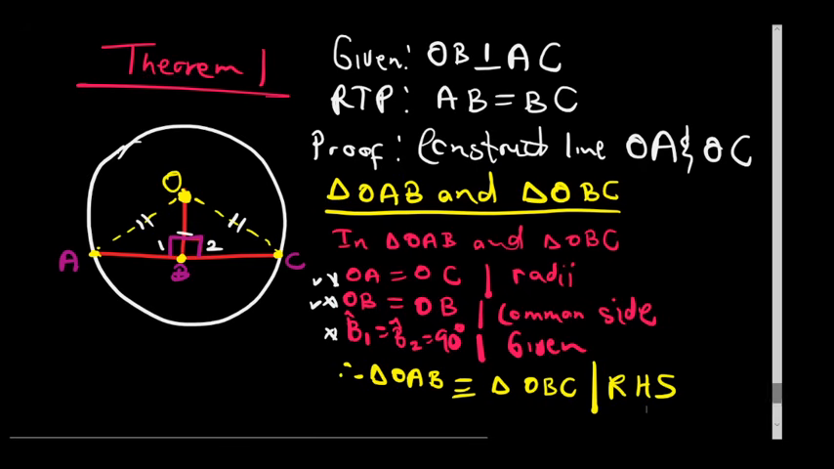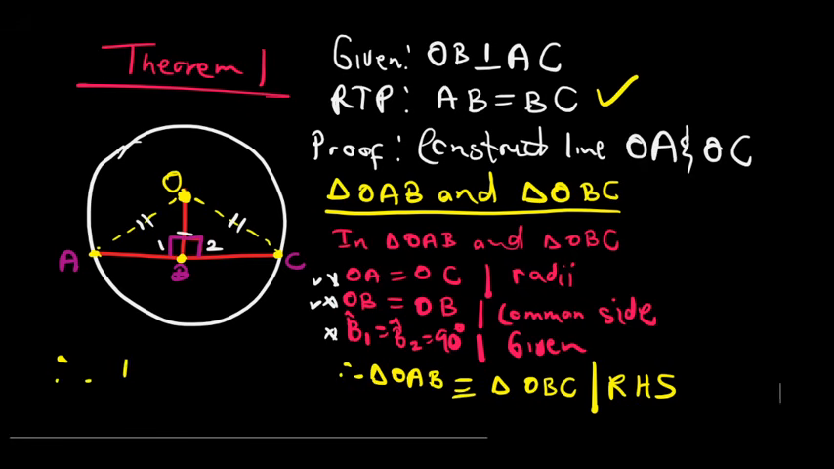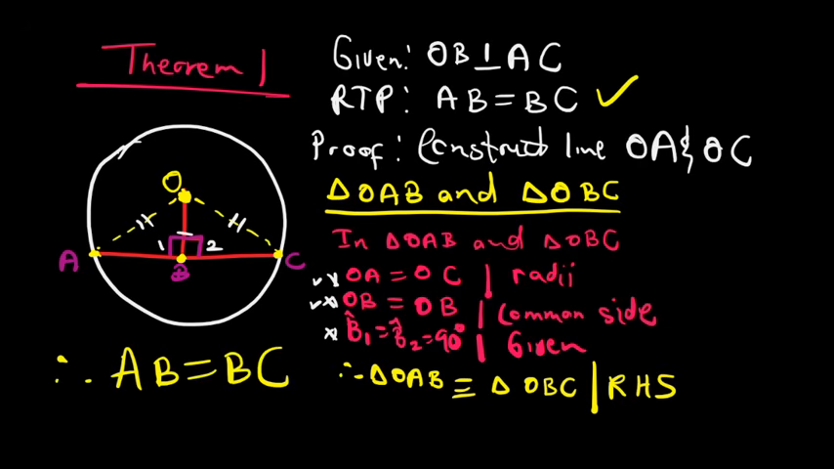The whole purpose was to prove that they're equal. So now you can confirm that, therefore, AB is actually equal to BC. So this is equal to that. Now you've proven that by doing congruency.